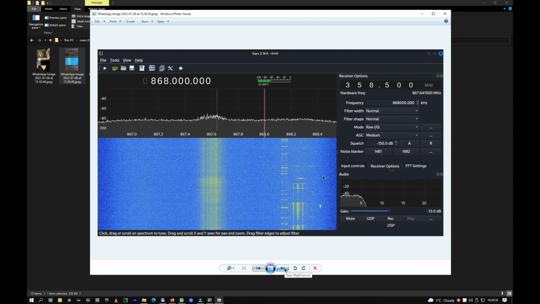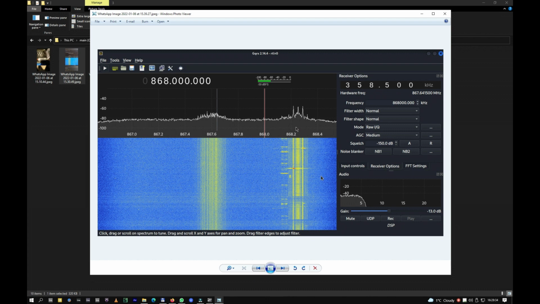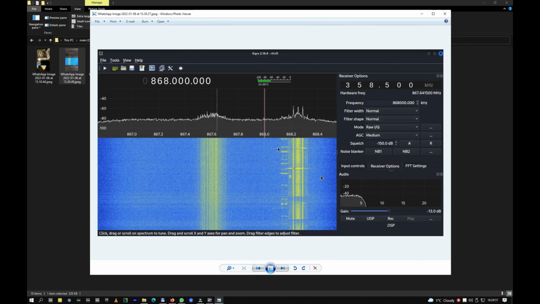Okay, some others. And look, this one on 868.2 something became much more evident. And here are the LoRa beacons. Look, one, another. So finally, that's the story.